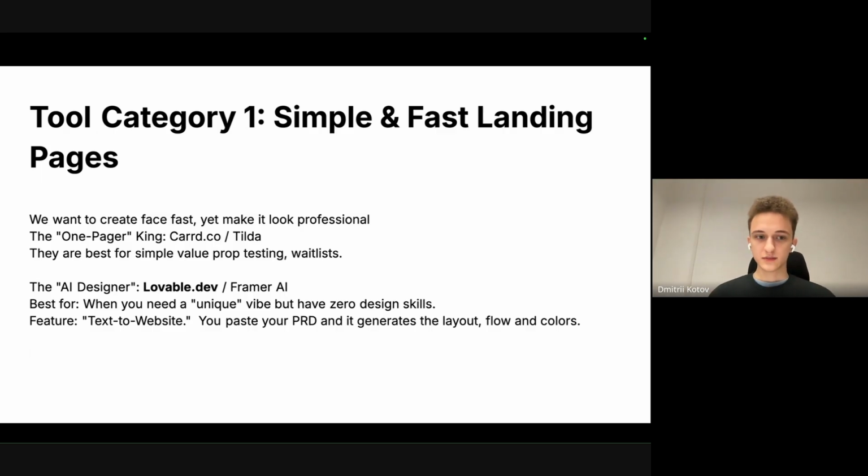For the fastest and simplest pages, you can use some old-fashioned builders like Tilda or Carrd, and these are tools that are suitable for the most basic stuff. Of course, they're evolving as well. They're trying to catch the AI hype and integrate some better capabilities into them, but they're not as powerful as, for example, Lovable.